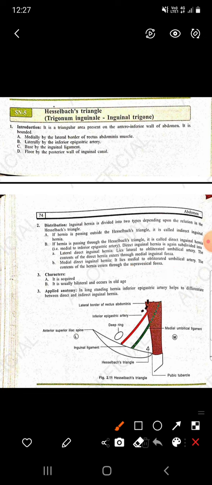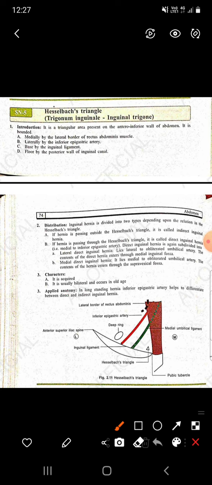So what are the characteristics of direct hernia through Hesselbach's triangle? It occurs in old age. It is acquired and it is usually bilateral.